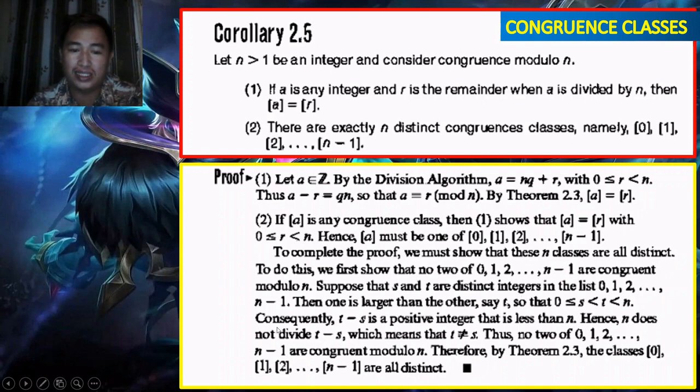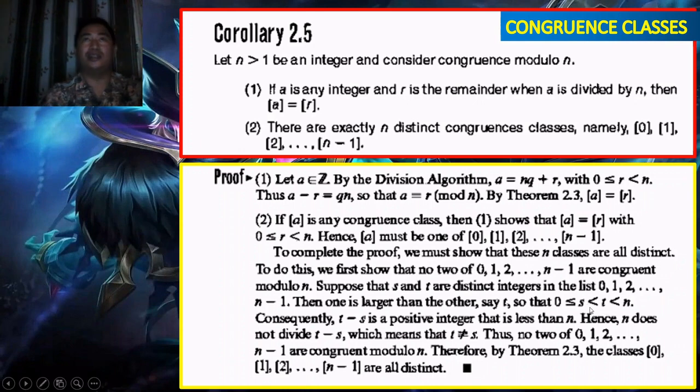So, consequently, t minus s is a positive integer that is less than n. Right? Okay, t is larger than s. So, if we take t minus s, it is positive, because s is smaller. But both are less than n. So, if you subtract, it only gets smaller. So, that is still less than n, this t minus s. Hence, class, n does not divide t minus s. Class, n does not divide t minus s. Right? It does not divide, class, because this number is less than n, these numbers are smaller.